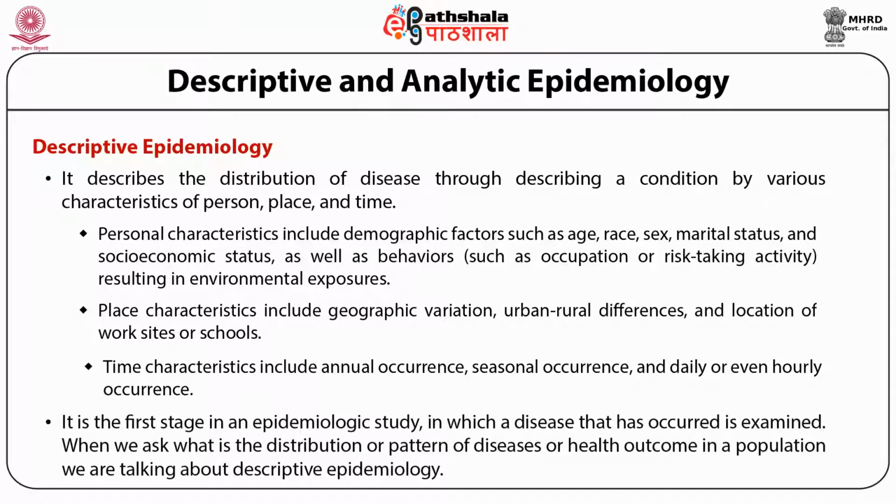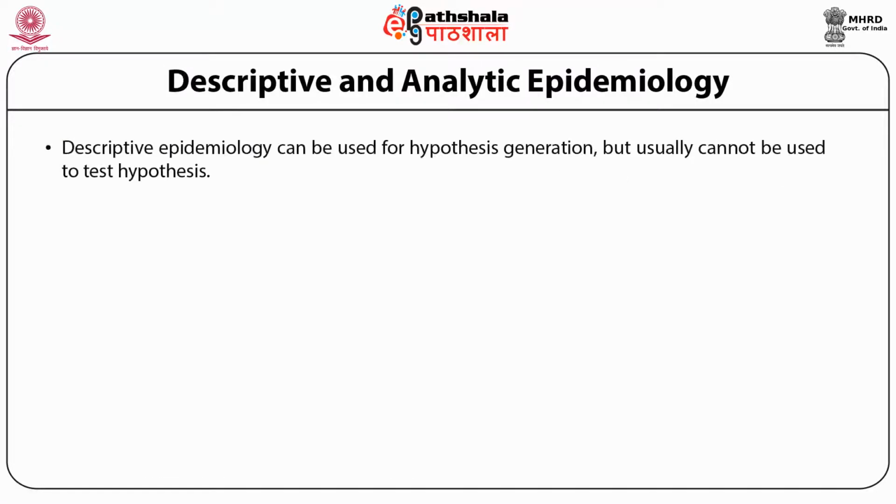It is the first stage in an epidemiologic study in which a disease that has occurred is examined. When we ask what is the distribution or pattern of diseases or health outcome in a population, we are talking about descriptive epidemiology. Descriptive epidemiology deals with the frequency and distribution of disease or risk factors in the population. It can be used for hypothesis generation, but usually cannot be used to test hypotheses.